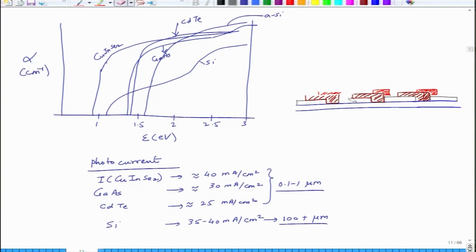So hang on. So you have, and then you put a top contact, and so on and so forth. And then of course you make a top glass cover. So you have back contact, you have front contact, and you have in between the semiconductor.